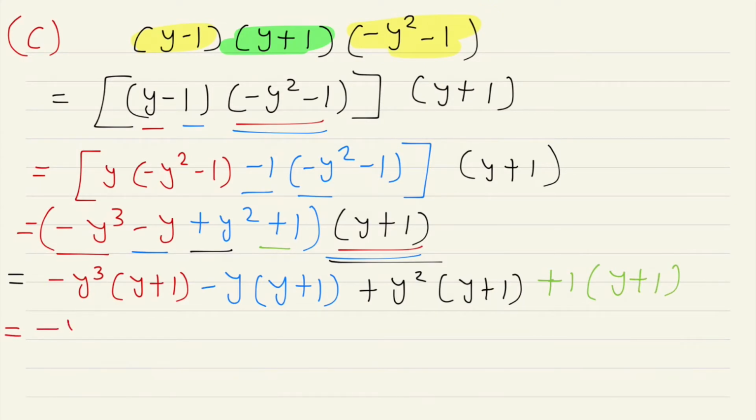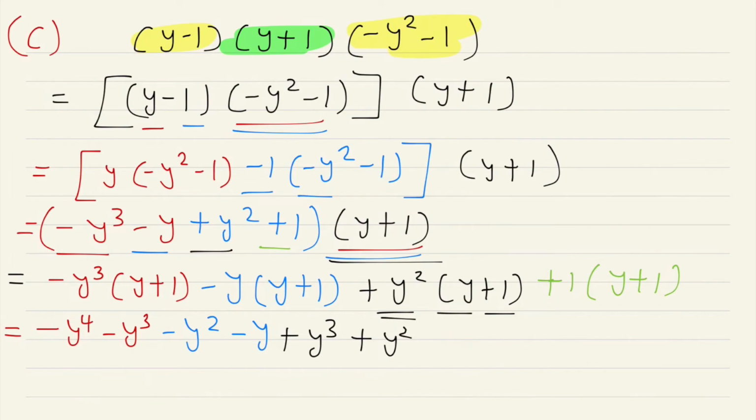So that's minus y to the fourth minus y cubed, then minus y times y, so that's minus y squared, minus y times plus 1, so minus y, plus y squared times y, so that's y cubed, plus y squared times plus 1, so that's plus y squared, then plus 1 times y plus 1, so that's just y plus 1. So this is again negative y to the fourth.